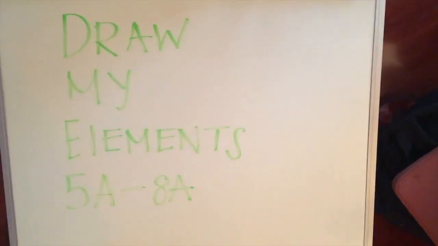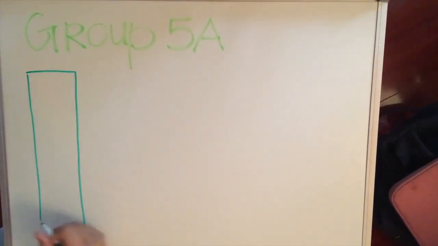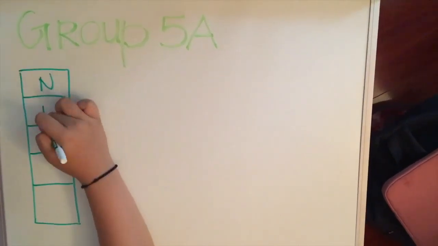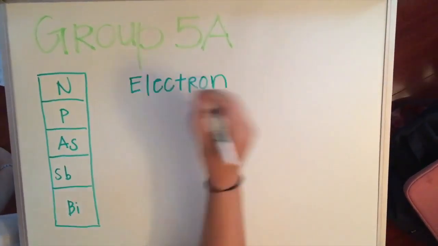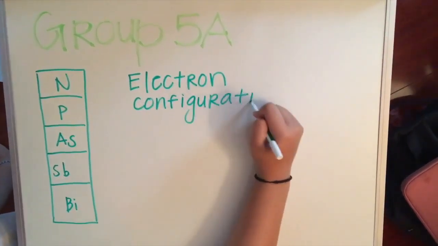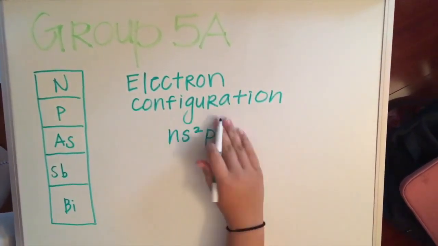And I'm Russell. And today we're doing a Draw My Elements Group 5A through 8A. Group 5A consists of elements nitrogen, phosphorus, arsenic, antimony, and bismuth. Group 5A has an electron configuration of ns2np3.